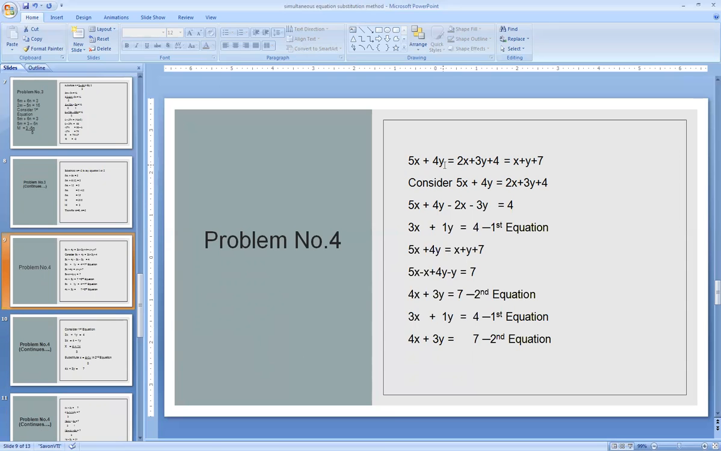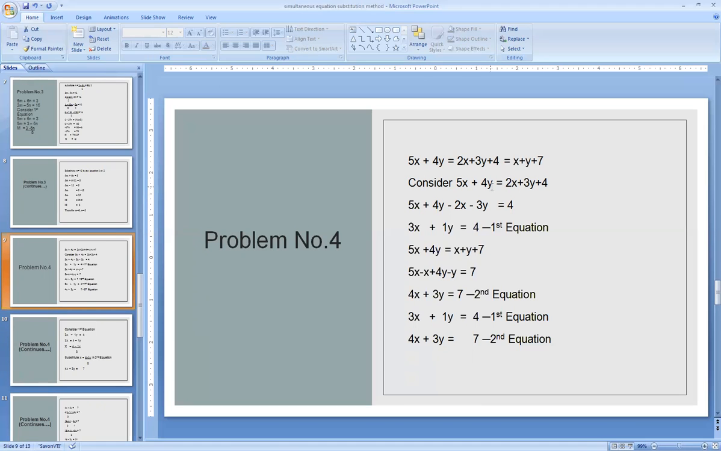This 5x plus 4y, this is equal to 2x plus 3y plus 4 one time. And again this 5x plus 4y, this is also equal to x plus y plus 7. So like that, we'll have to frame the two equations. First we are going to consider the two values.